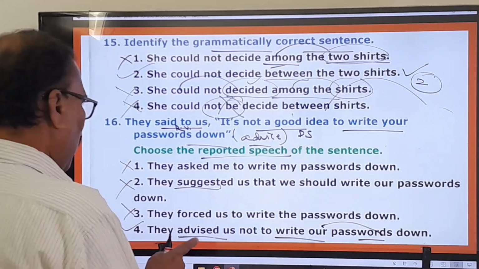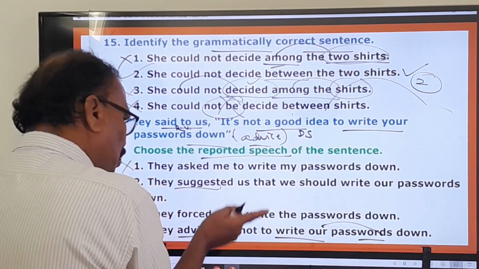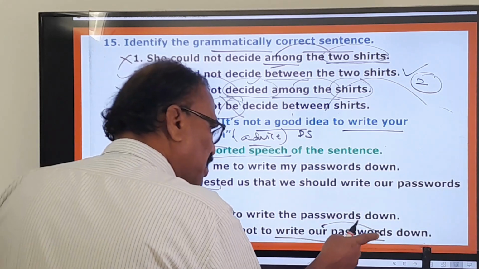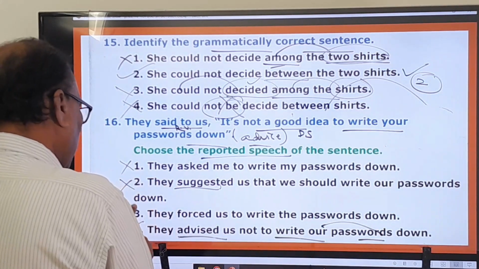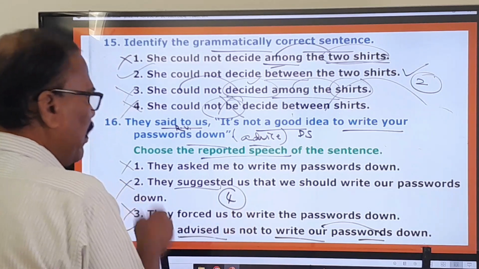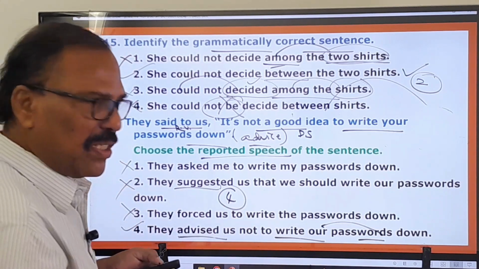Anyway, if you change this into indirect speech, you will get this meaning only. They advised us not to write our passwords down. So the first one, second one, third one are wrong, and only the fourth one is the right one. Now you move on to other questions.